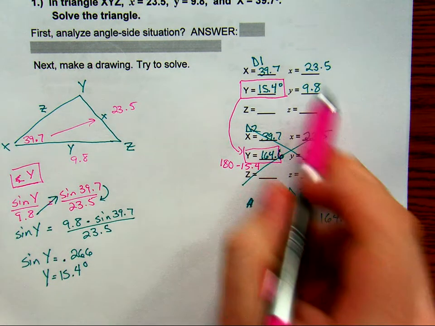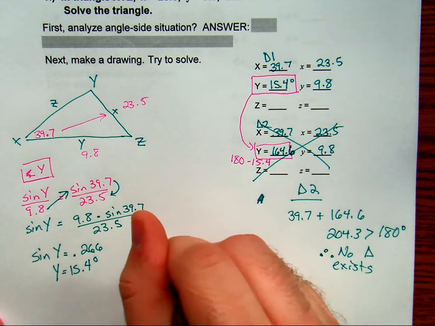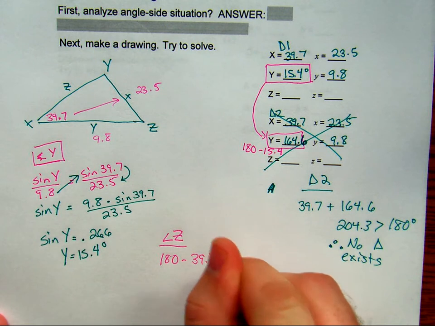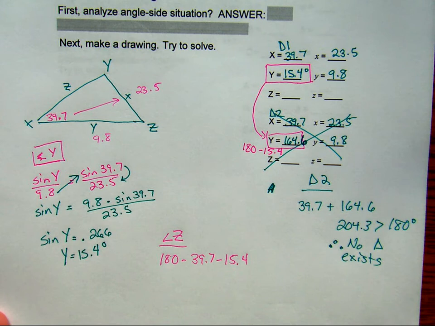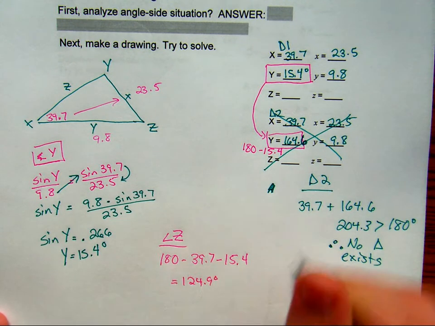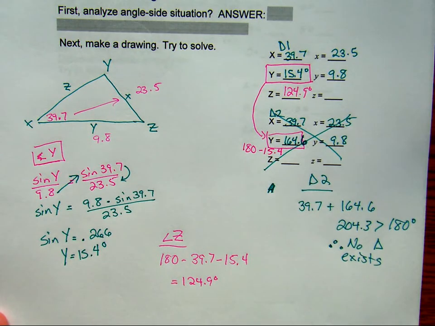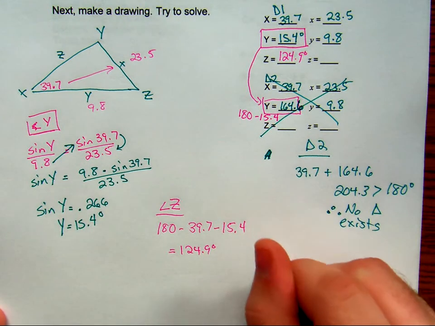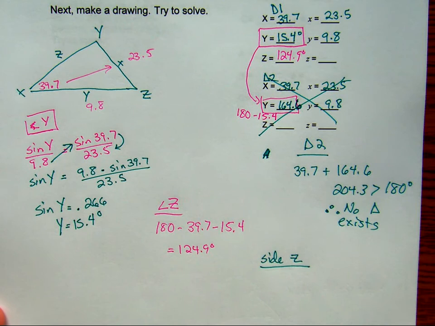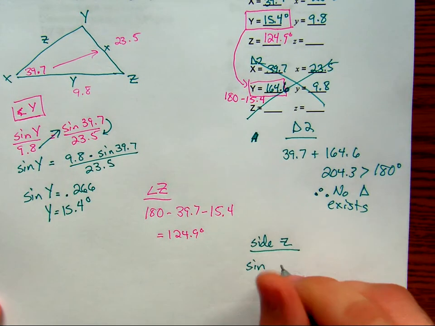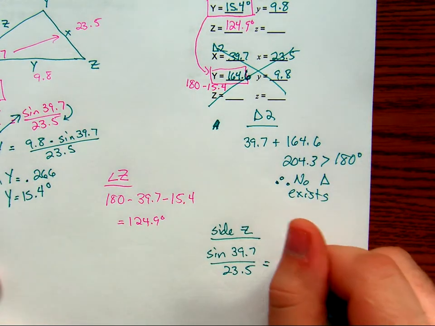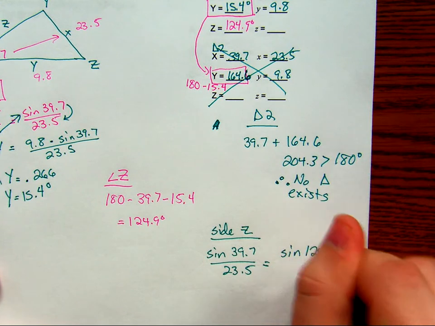Let's go back and focus on triangle 1. So we're going to find angle Z. And since I know the other two angles, I can just take 180 and subtract the angles. And that will give me 124.9 degrees. And then last but not least, I'm going to set up another law of sines to find side z. So sine of the angle 39.7 over 23.5 is equal to the sine of 124.9, angle Z, divided by side z.